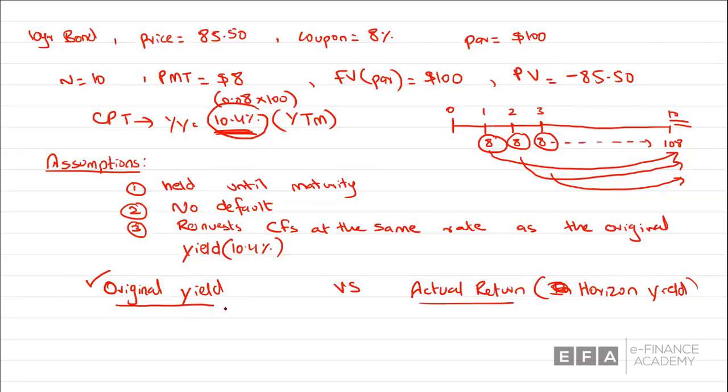The whole point we're trying to make here is, what if the market rate is different than 10.4 and we reinvest our coupons at a different rate? What will happen to our actual return? Will it be the same as the original yield, which we already calculated, or will it be different? So let's answer that, and let's use 3 scenarios here.